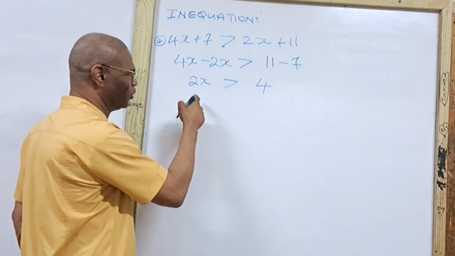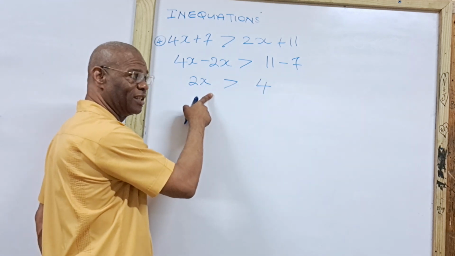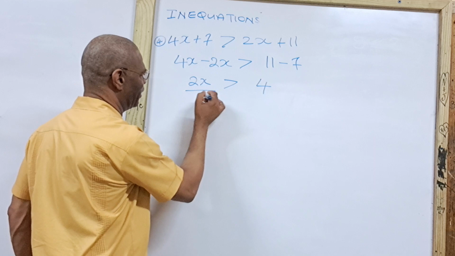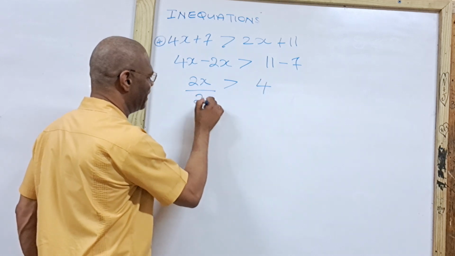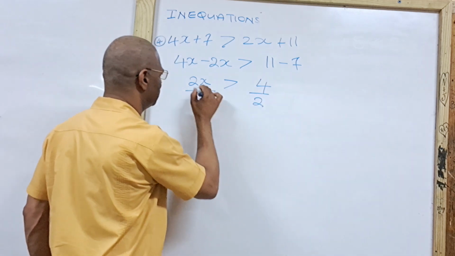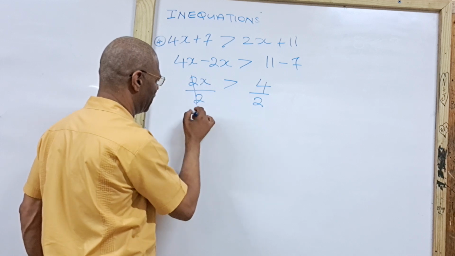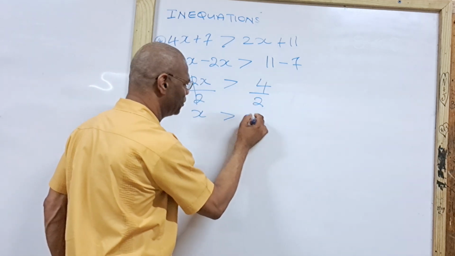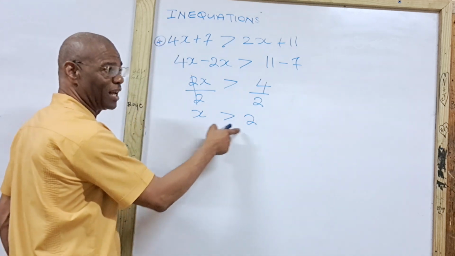So in this case, we're going to do what? This is 2 times x. We're going to divide both sides by 2 to get rid of that 2. So divide by 2, divide by 2. 2 divided by 2 is 1, so we're left with x is greater than 4 divided by 2, which is 2. So x is greater than 2.